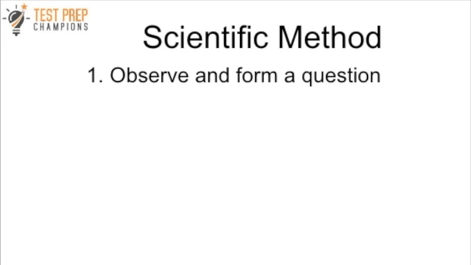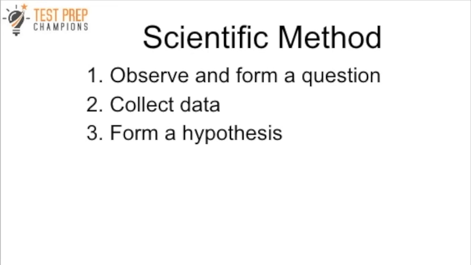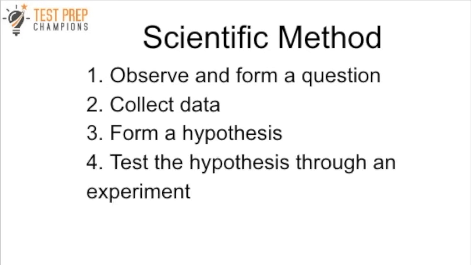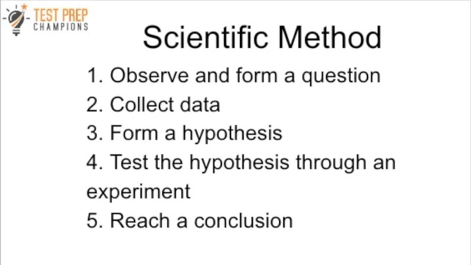The first step is to observe a phenomenon and form a question about it. The second step is to collect data. And once you've collected data, the third step is to form a hypothesis. Now, if you're not sure what the word hypothesis means, don't worry. It's just a fancy way of saying an educated guess. The fourth step is to test that hypothesis by doing an experiment. And the last step is to reach a conclusion.